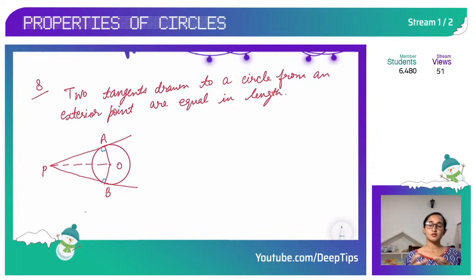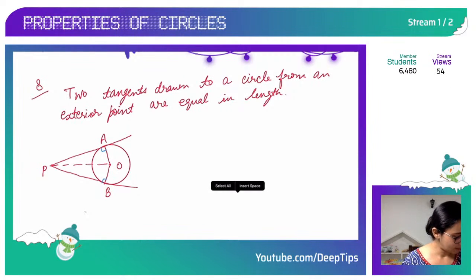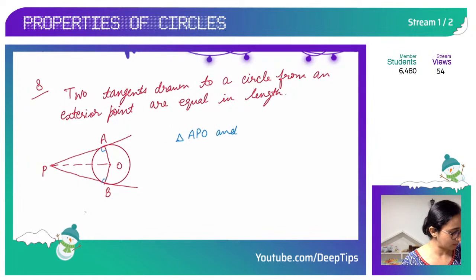In middle school you have learned that when two triangles are congruent, their sides are equal. Can you identify two triangles here? Yeah, okay. So the two triangles here are triangle APO and triangle BPO. Now, how can we prove that they are congruent? We can clearly see two right angles here. Yes, I have right angles.